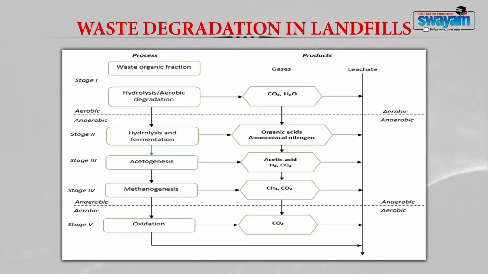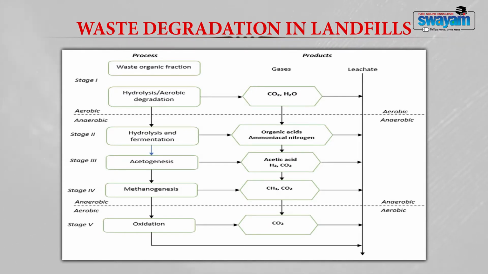Now, the anaerobic degradation again takes place in 3 different phases. One is hydrolysis and fermentation, the second one is acetogenesis, and the third one is methanogenesis. Now, in hydrolysis and fermentation, the waste undergoes anaerobic degradation and results in the formation of organic acids and ammoniacal nitrogen.